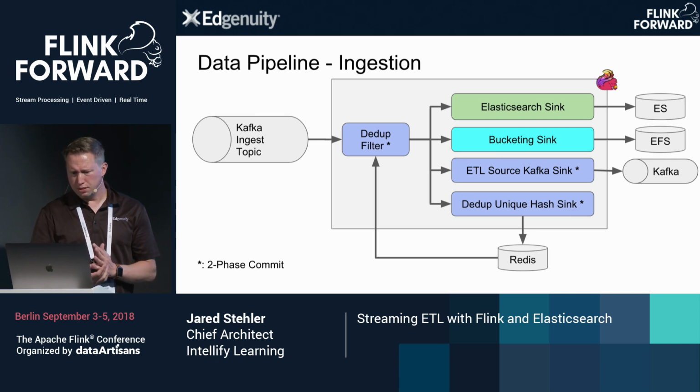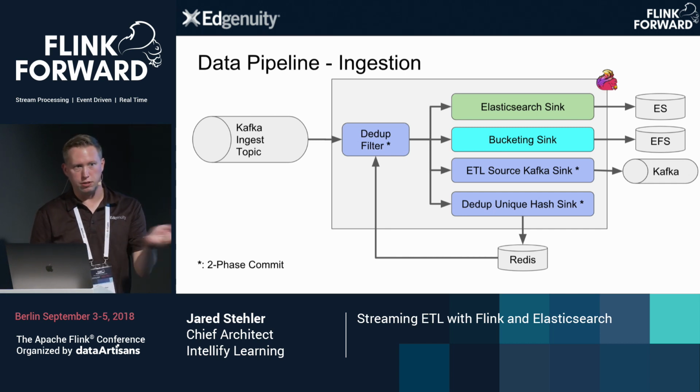So I added stars here. The dedupe filter and the hash sink rely on the two-phase commit that came in with Flink 1.5 to allow us to do exactly once dedupe with Redis. Otherwise, if we had an issue and the job failed, it's possible that we've updated the Redis dedupe table and therefore would ignore records that come through after we recovered.